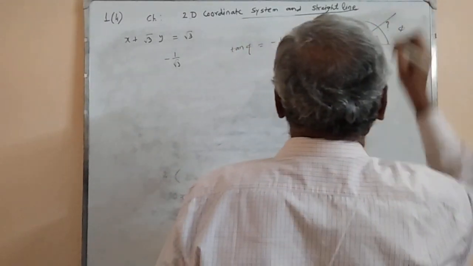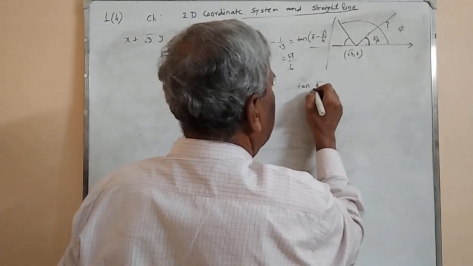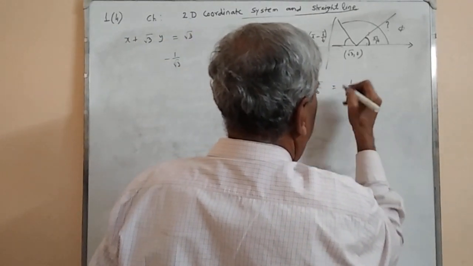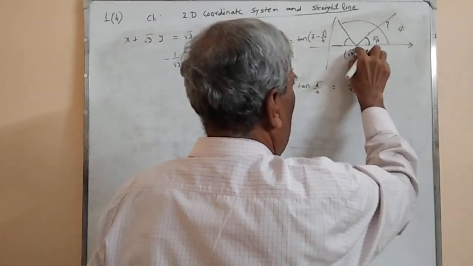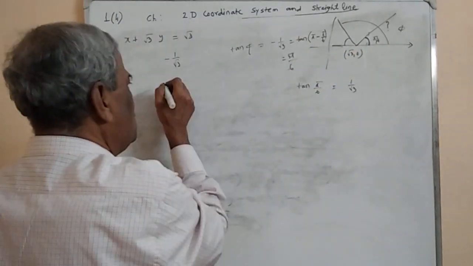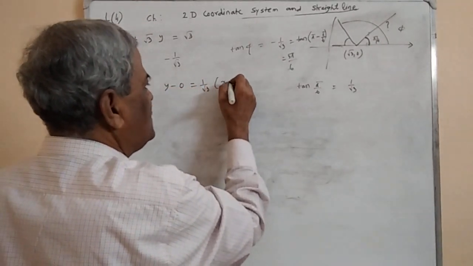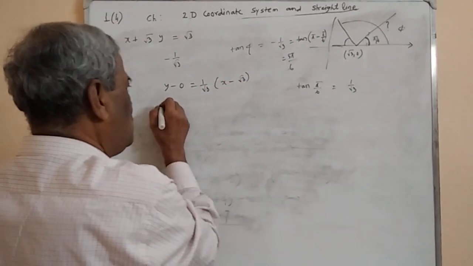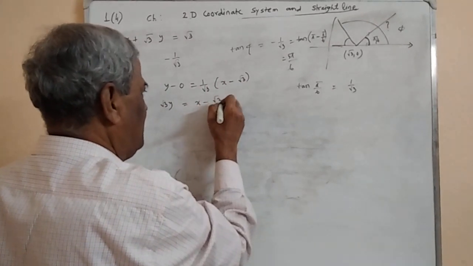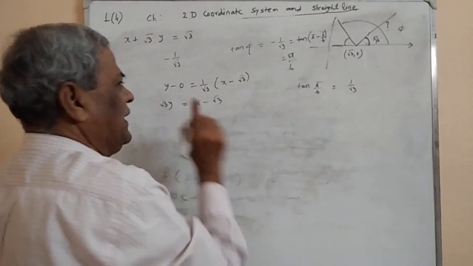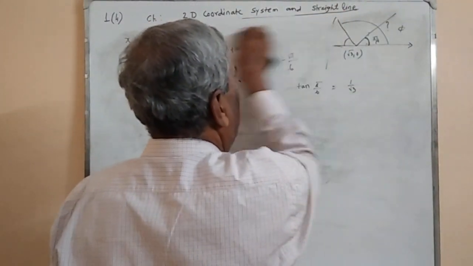So the gradient of the reflected ray is tan of pi by 6, which is equal to 1 by root 3. The equation of the reflected ray, its gradient is this, and it is also passing through the same point. The equation is y minus y1 is equal to 1 by root 3 into x minus, that is root 3y is equal to x minus root 3. You can simplify it. That is your answer. Then next problem.